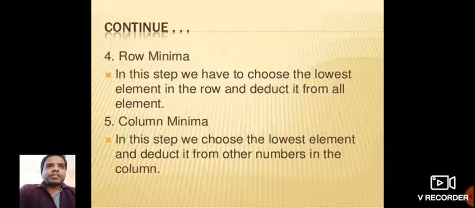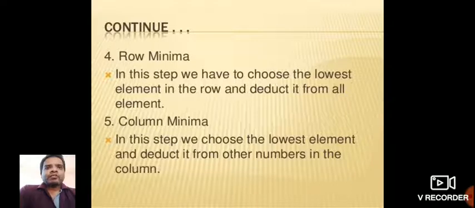Now the fourth step is row minimum. In this step we choose the lowest element in the row and deduct it from all elements. Here we need to reduce the matrix row-wise, by selecting the smallest element in the row and subtracting that element from all other elements. The same procedure we do for every row.